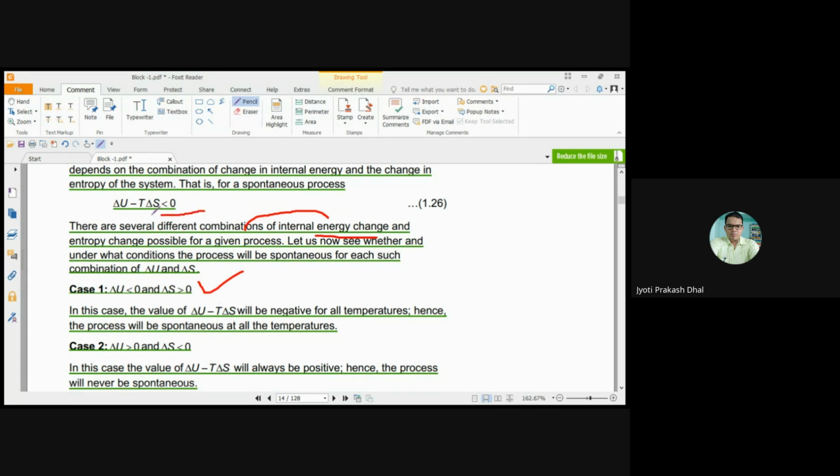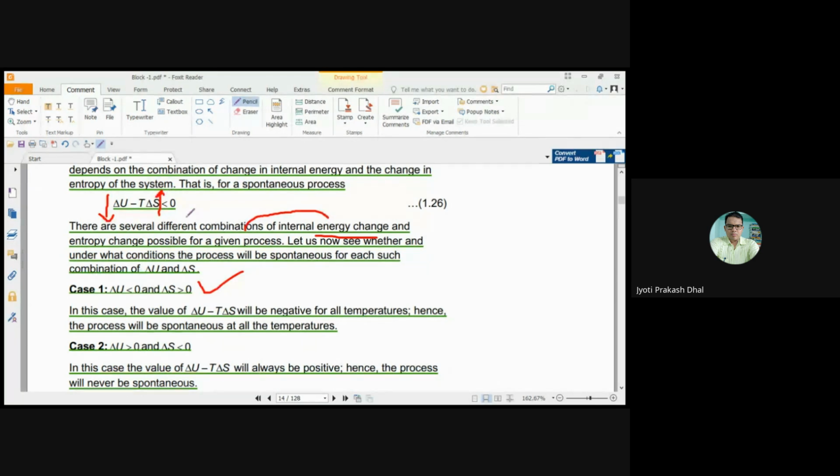And this is the condition for spontaneity of the process, that is del U minus T del S should be less than 0. If del U is less than 0, the value of del U is less, and del S is greater than 0, then the value of del S is more.